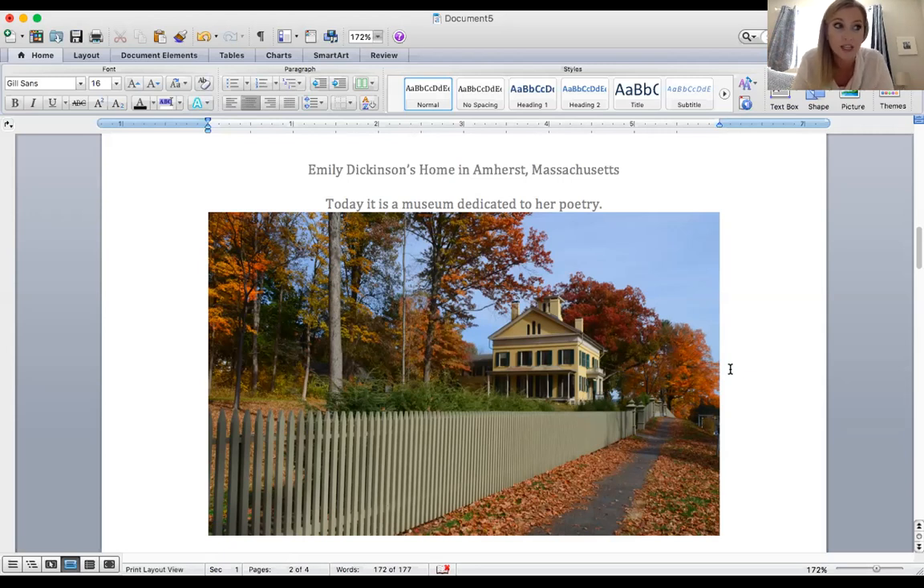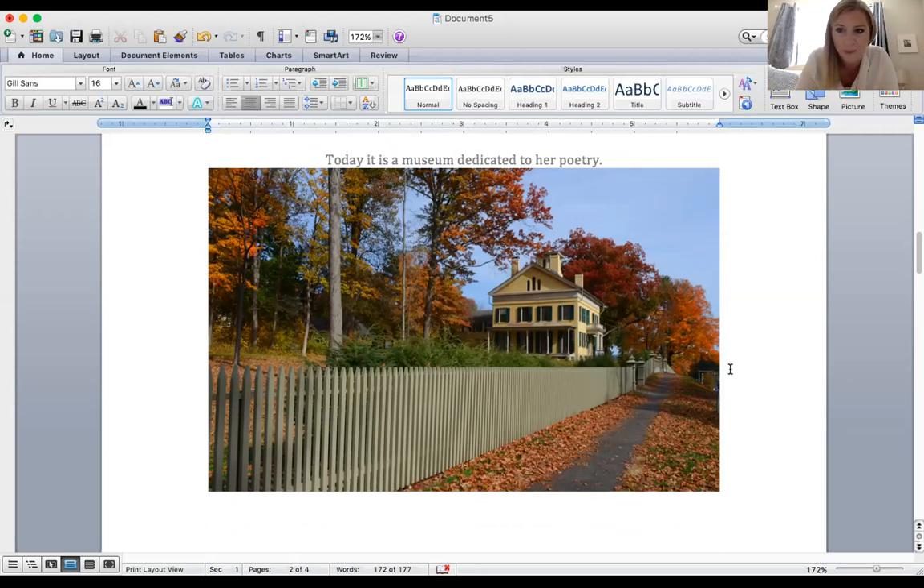recluse, which means she very rarely left the home, very similar to us right now with the coronavirus. So it's perfect that we're studying Emily Dickinson because she did not leave her home for the last years of her life. She spent a lot of time in her room just writing. She had a great imagination. So this is her home.